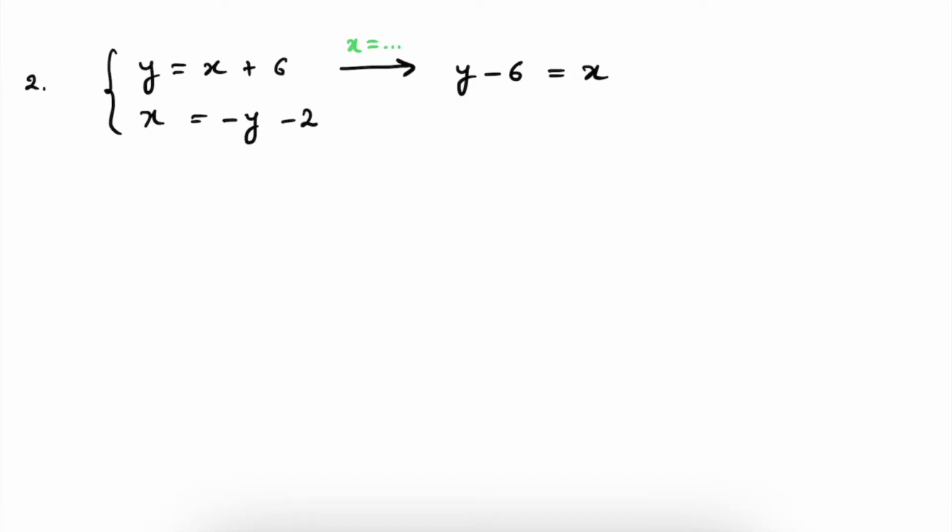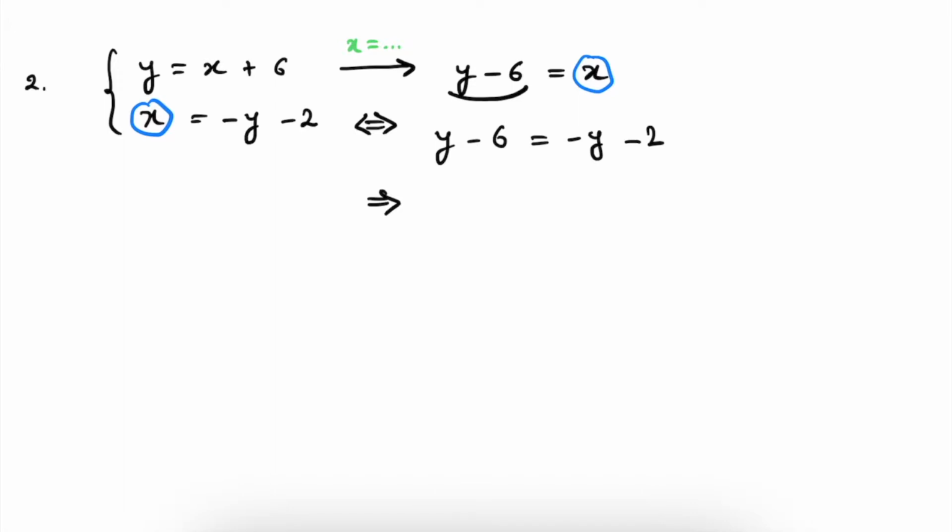The next step is to take this expression that we obtained for x and substitute it into this second equation. And then we will get an equation where only y is present. Let's see how this goes. So this equation can be written as x, which we will write as y minus 6. So y minus 6 is equal to this right-hand side of the equation, minus y minus 2.